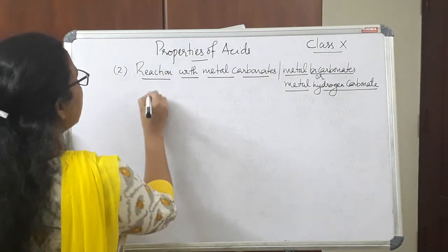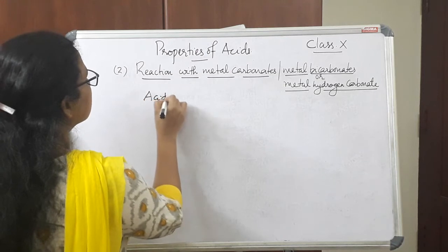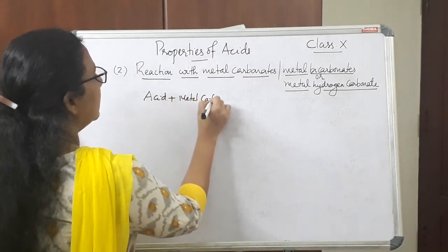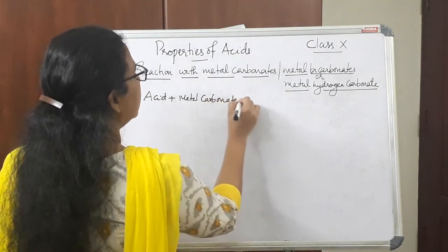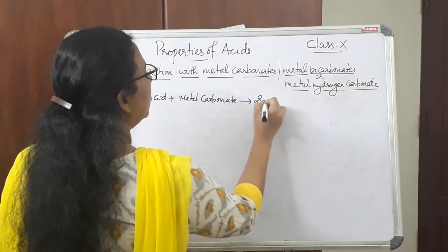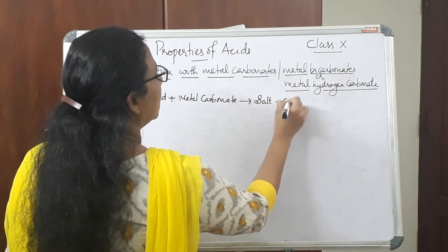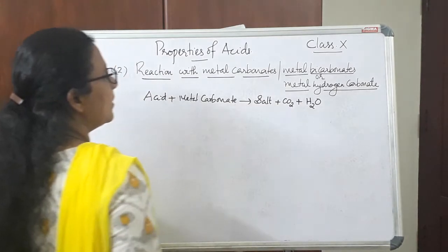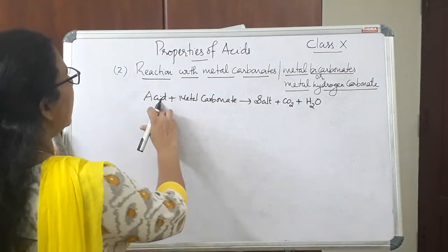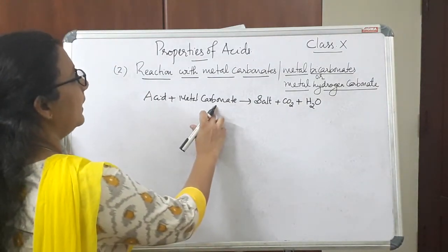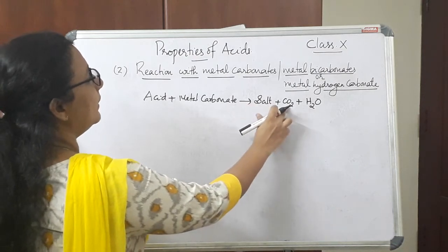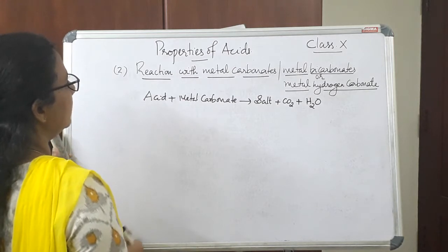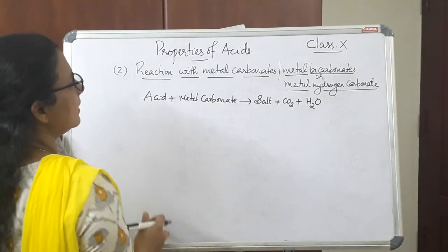So first one is acid plus metal carbonate gives salt plus carbon dioxide plus water. So in this case, acid reacts with metal carbonate, salt plus carbon dioxide plus water are formed. This is the general equation when acid reacts with metal carbonate.